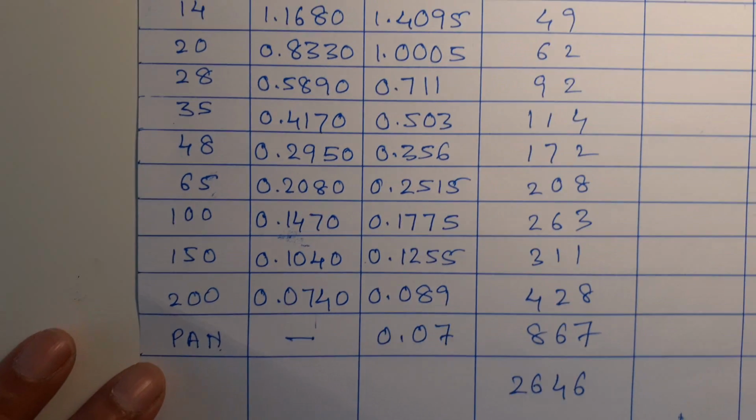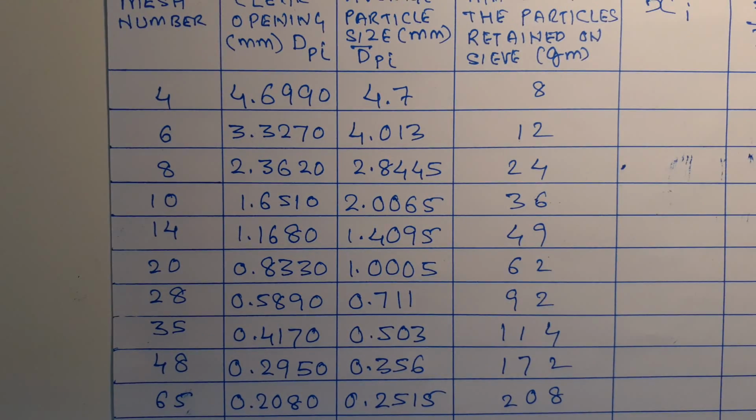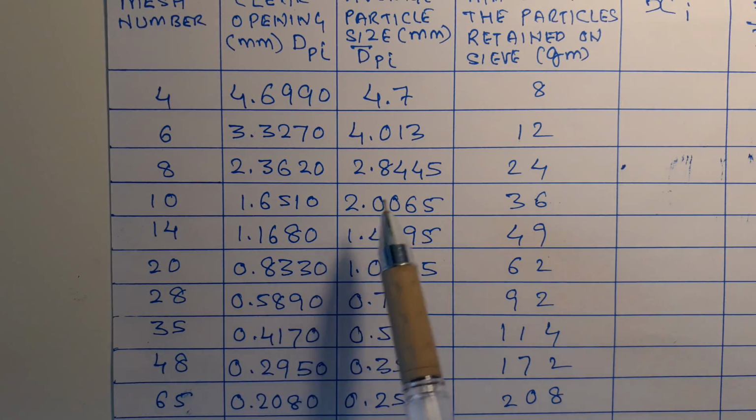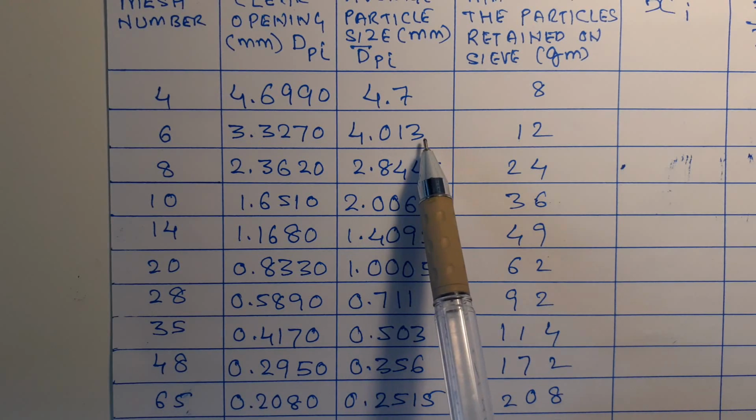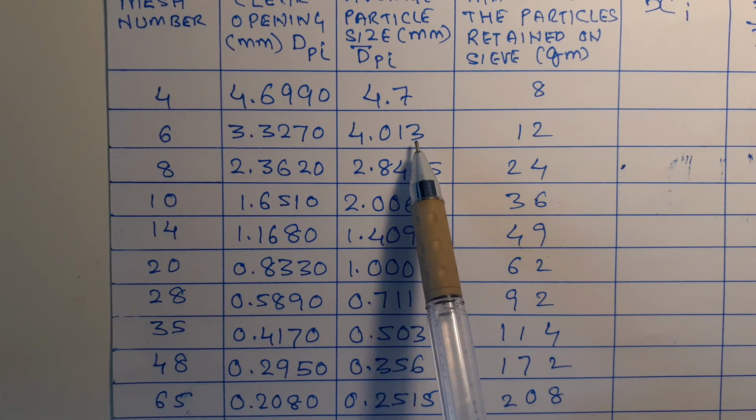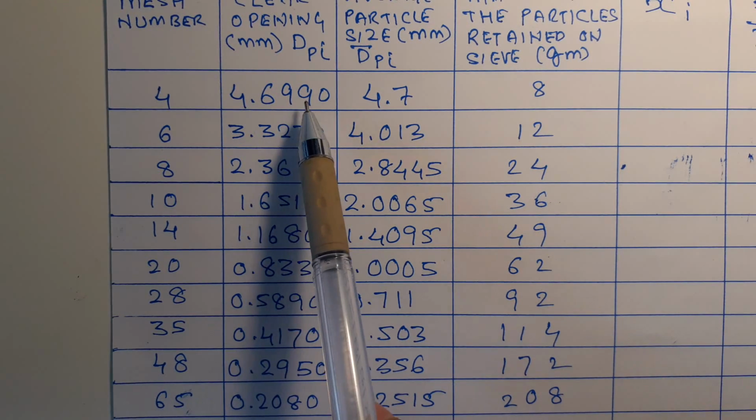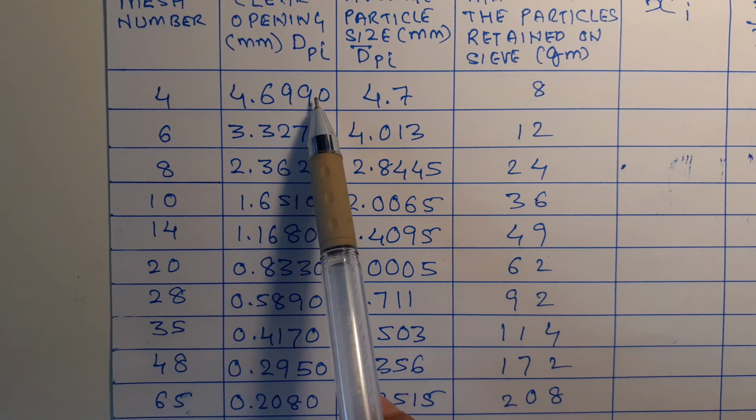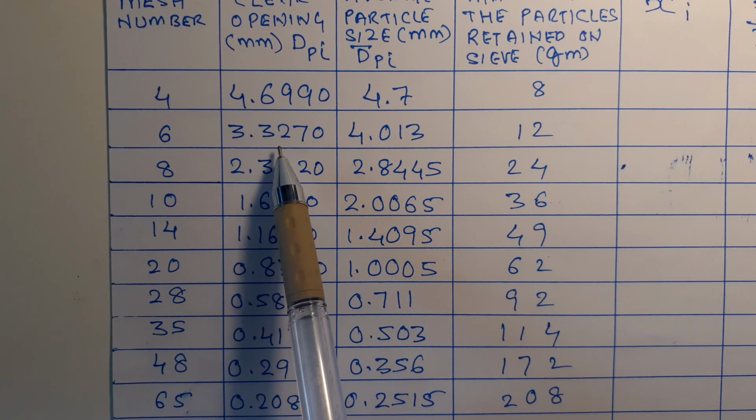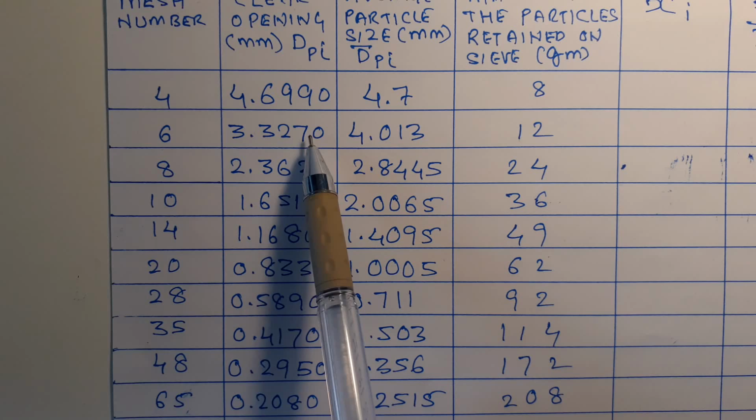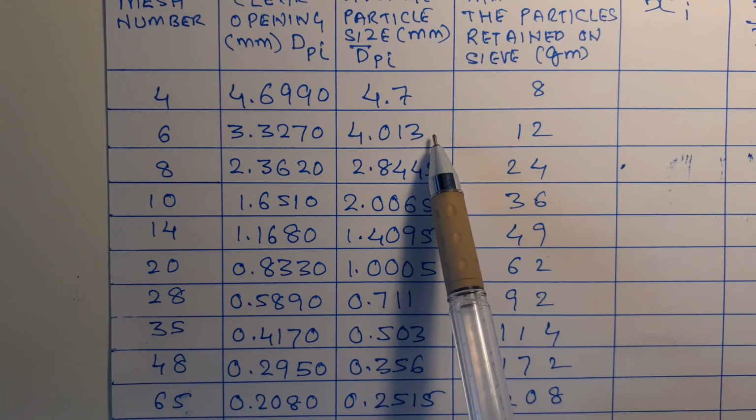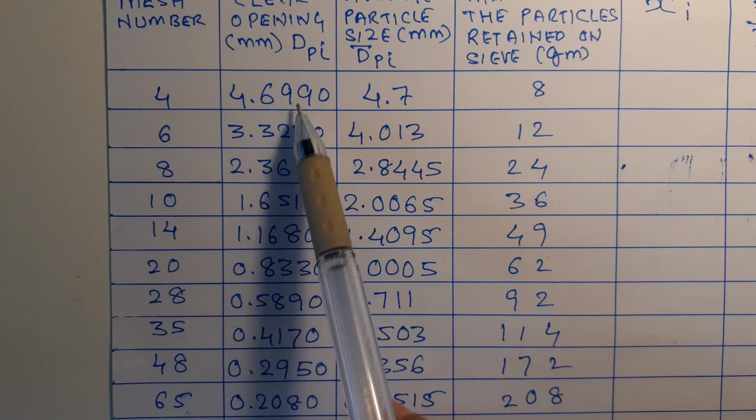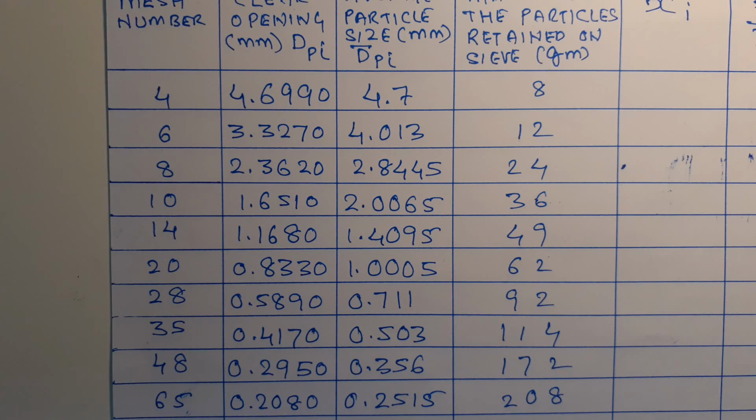And already in the previous problem we have seen how to construct this tabular column. So I get 4.013 when I take the arithmetic mean of these two values, that is 4.6990 plus 3.3270 divided by 2. Like this, please construct this tabular column.